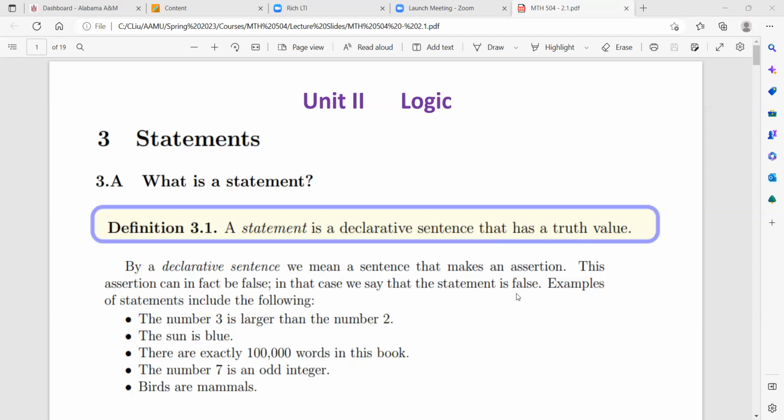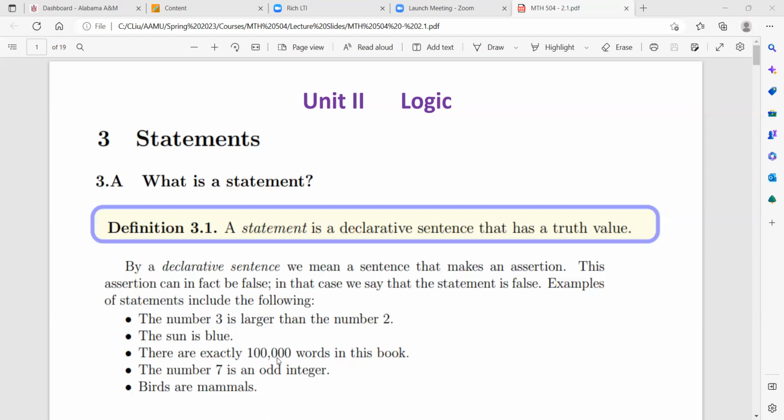Okay, so here are some examples of statements. For example, the number 3 is larger than the number 2. That's a statement. You can tell whether it's true or not, and we know that it's true. Another example, the sun is blue. We all know that's false. The sun is not blue. Or the next example, there are exactly 100,000 words in this book.